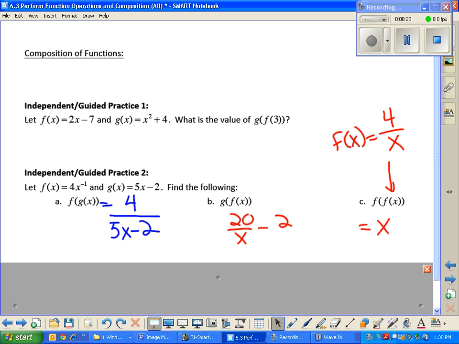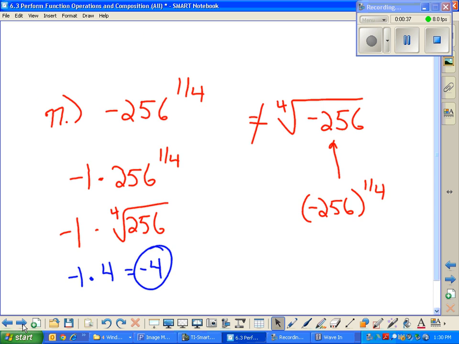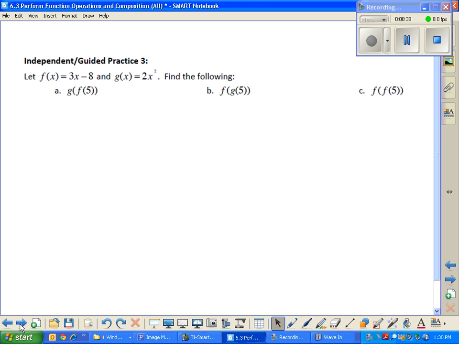Okay, with that, were there any questions on A, B, or C in independent guided practice number 2? Comments, concerns? Okay. Now your answers for independent guided practice number 3. Part A, your answer there is 98.